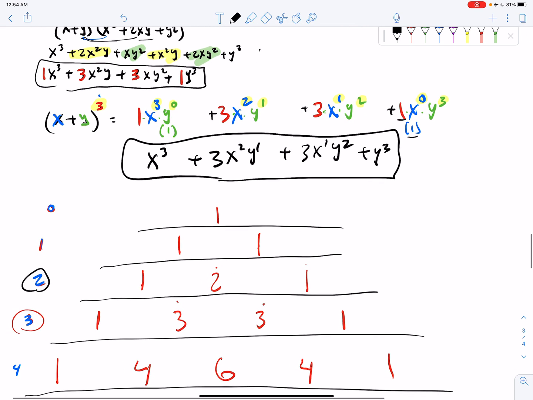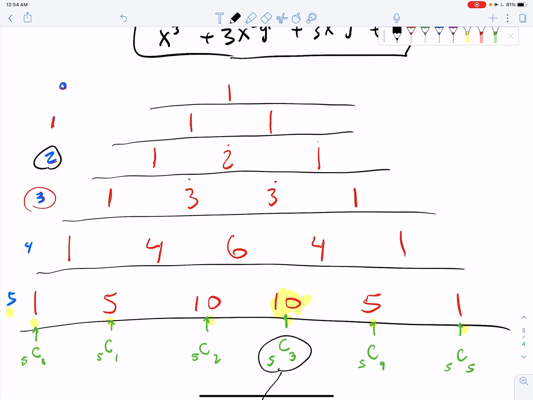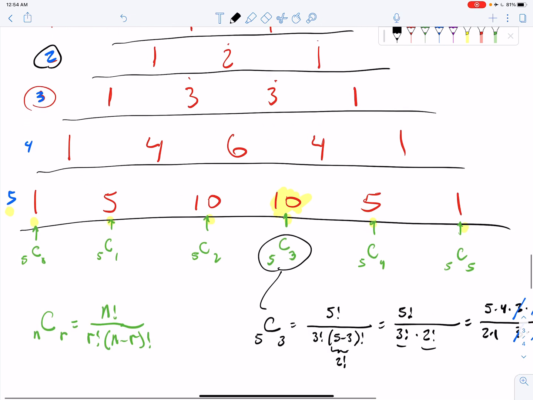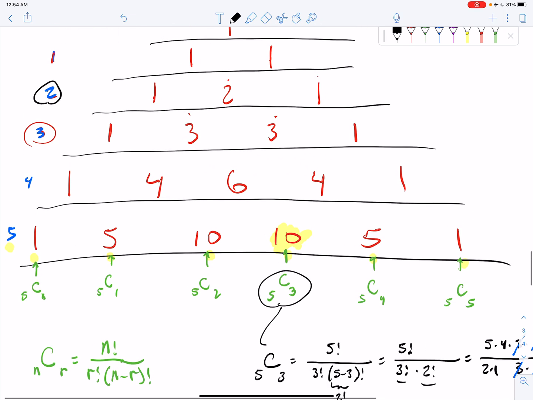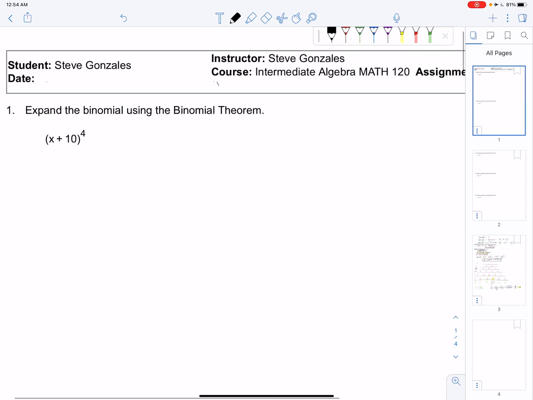Now that was just 3. We're going to do 4th and 5th powers, and it's just going to be much easier if we use Pascal's triangle or combinations, but we'll use Pascal's triangle on this. Okay, let's go ahead and start the fun now. Expand the binomial using the binomial theorem. So we see a 4th degree.